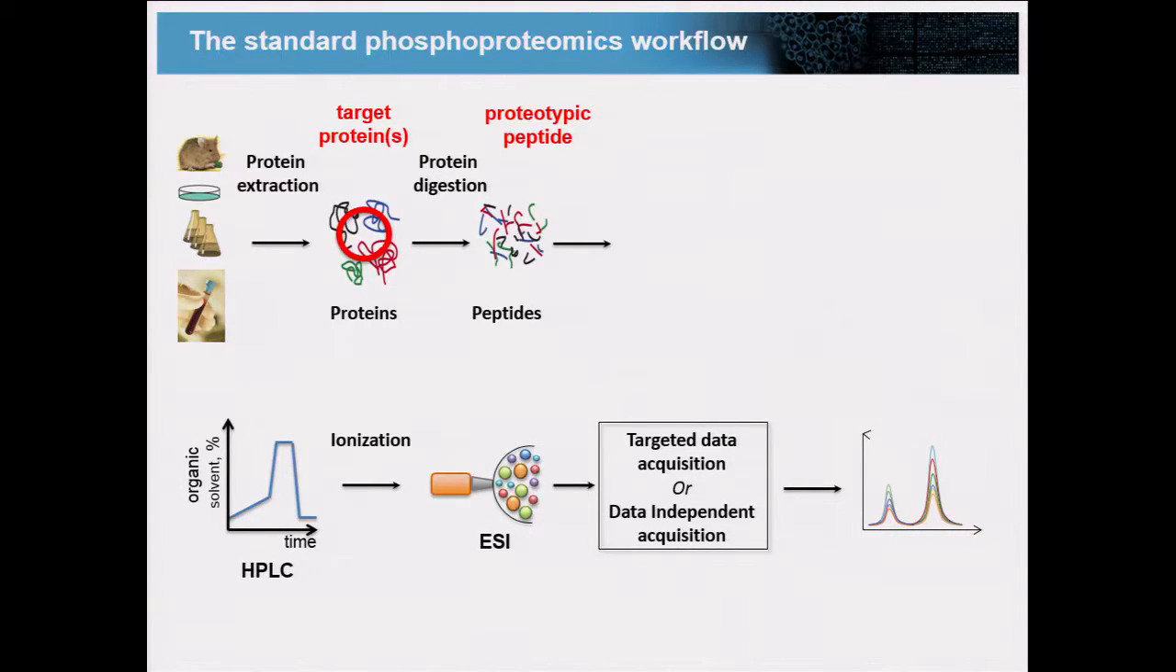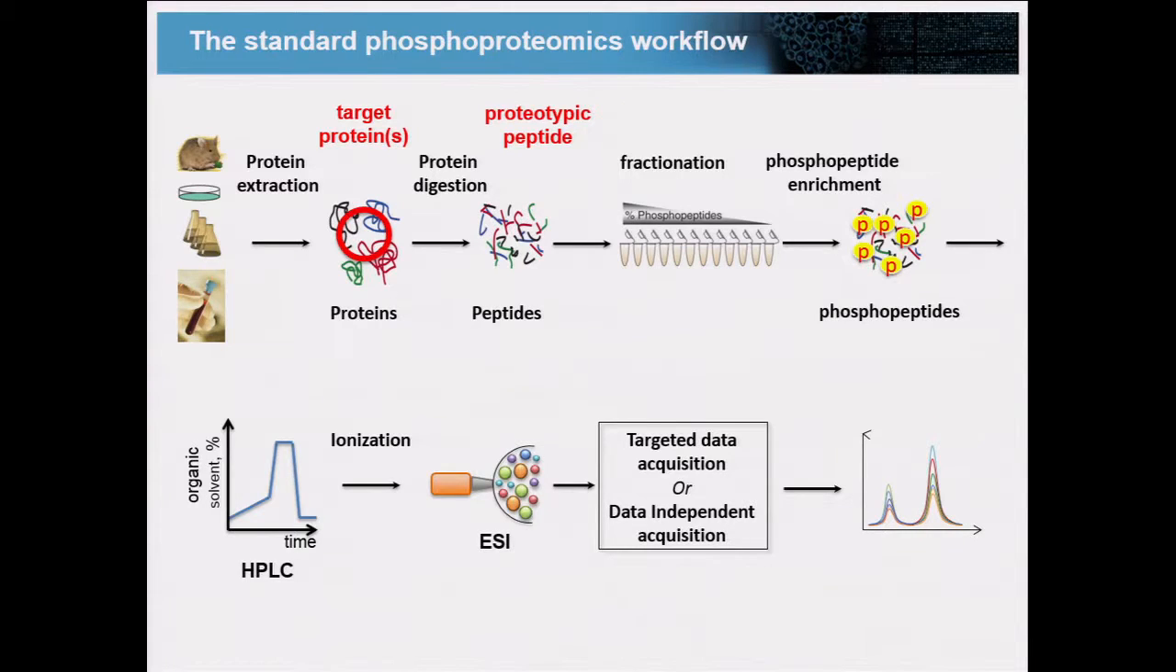The pipeline that we usually use in phosphoproteomics, or so far we've discussed this pipeline, is that we do protein extractions, we do peptide digestion. Here we want to choose our targeted proteins, whether we're doing targeted acquisition or data-independent acquisition. We would choose prototypic peptides to quantify, and then we go to the mass spec and acquire the data.